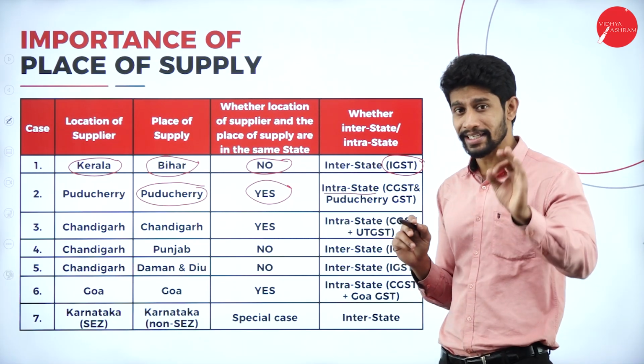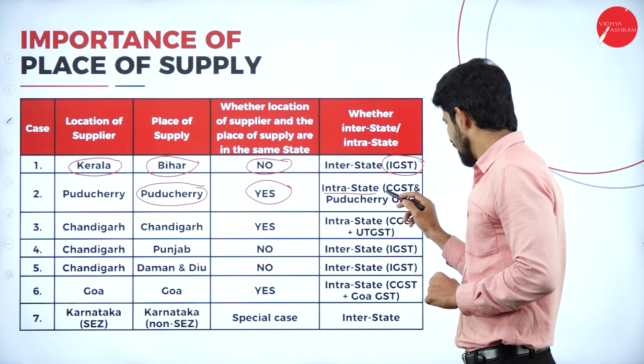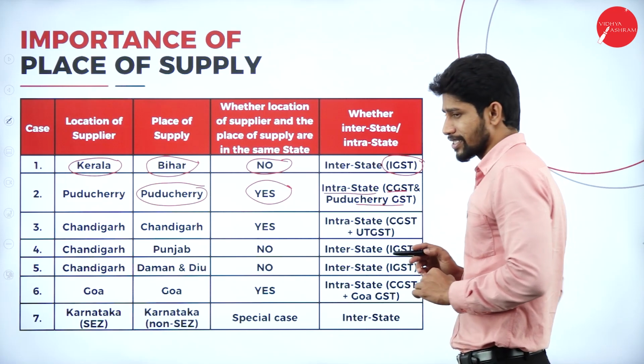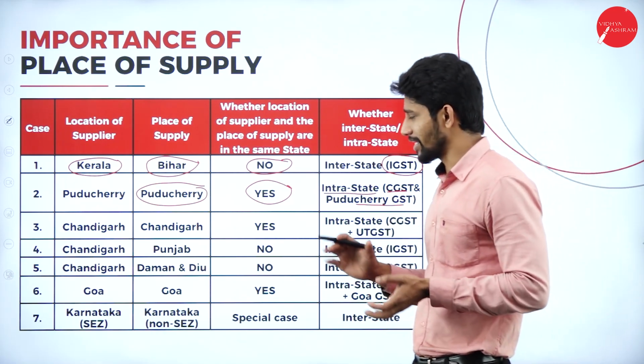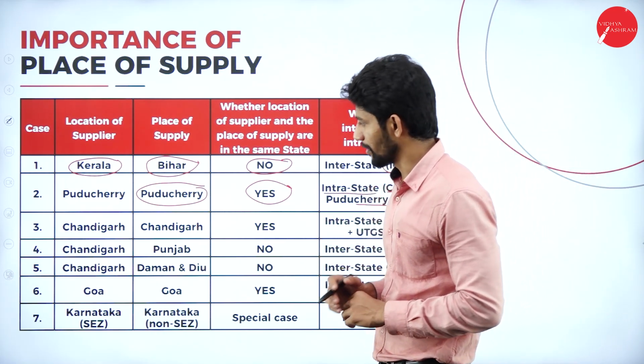Intrastate supply. It is an intrastate supply, and CGST and Puducherry GST is applicable. That is, CGST and UTGST is applicable.